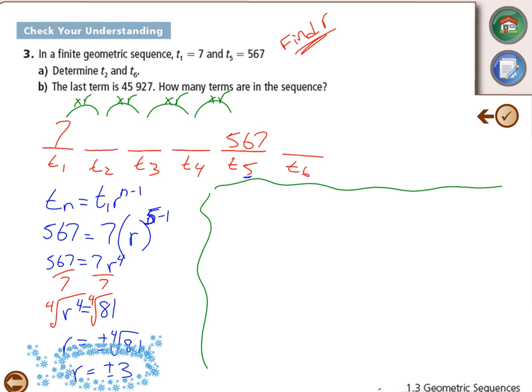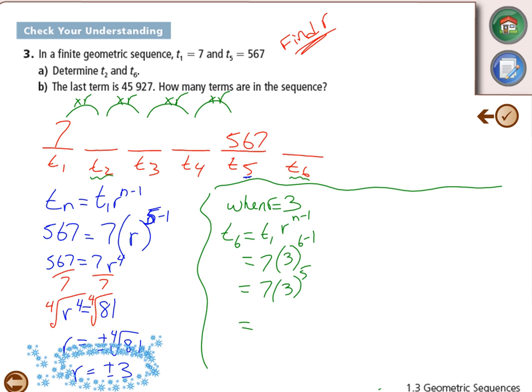So we're going to have two possibilities here. When R equals 3, let's do the work. If R equals 3, and we're looking for T6 and T2, then T6 is equal to T1 R to the n minus 1. T1 was 7 times R, which is 3, to the 6 minus 1. Or 7 times 3 to the 5, which equals 1701.